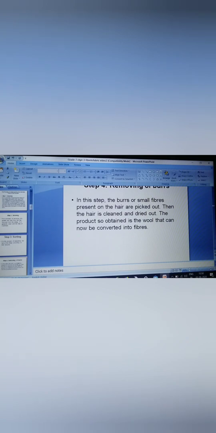Next step we will see, this also we are going to write in the notebook, removing of burrs. In this step the burrs or small fibers present on the hair are picked out. Then the hair is cleaned and dried. The product so obtained is the wool that can now be converted into fibers. So please make a note in your book, children.